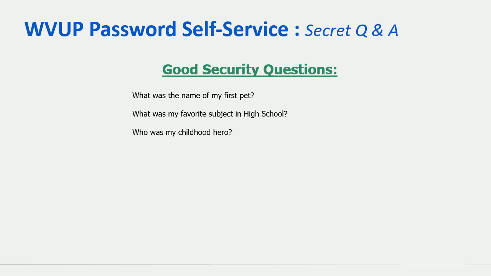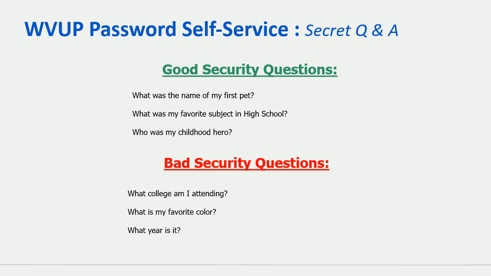Some examples of bad security questions are: what college am I attending? What is my favorite color? And what year is it? Now the last one is ambiguous, so it's possible that even though it's one that someone might not be able to guess, you may not be able to answer it either. With the first two, someone who is familiar with you can answer those first two questions.